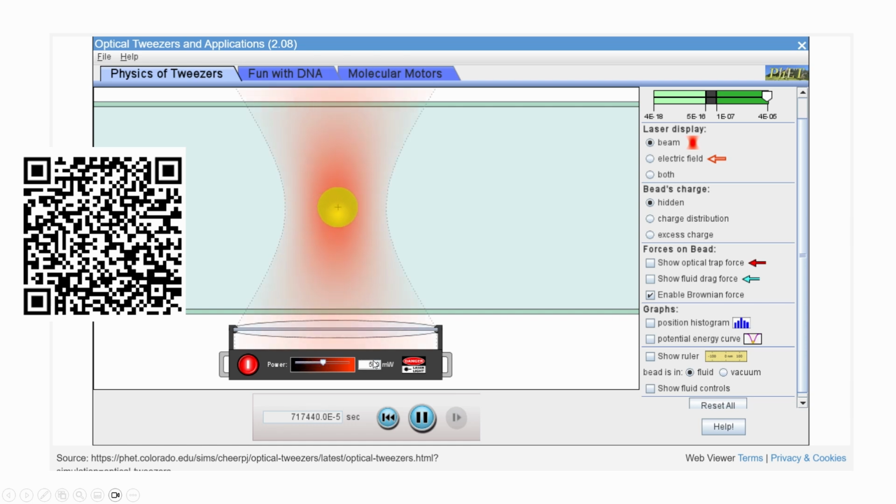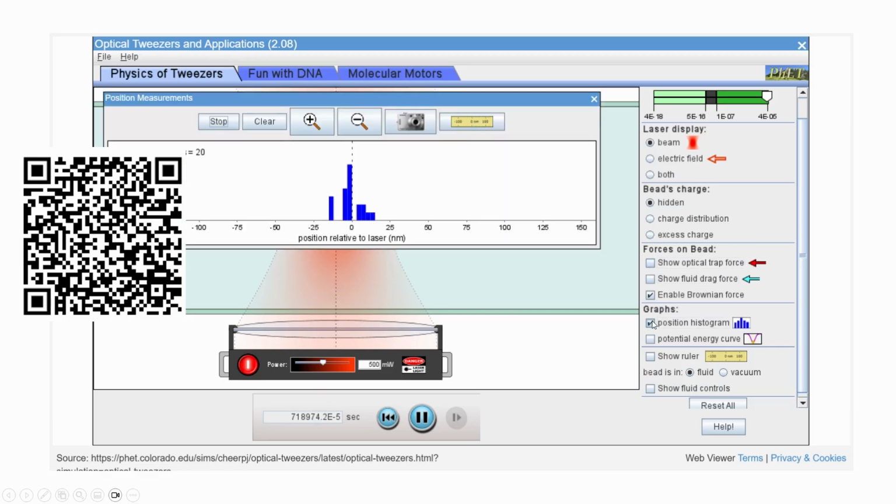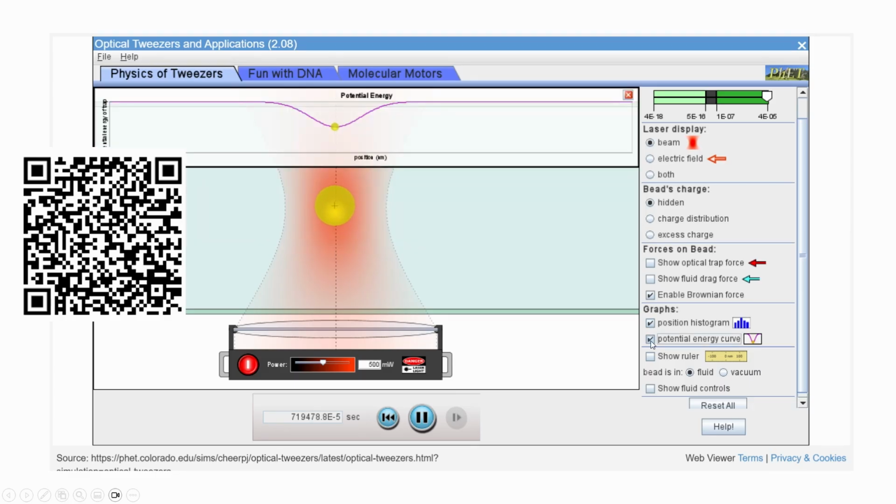There's a lot of other cool things that you can play with over here. You can turn on what the electric field is actually doing. There's a lot of interesting stuff going on there that I'm not going to discuss today. You can also turn on some of these forces so you can actually see their magnitude and a lot of different things. You can plot the histogram of the position of the particle, so it tells you where it's sitting. And you can also plot the potential energy curve, so this is related to the laser trap that holds it in one spot.